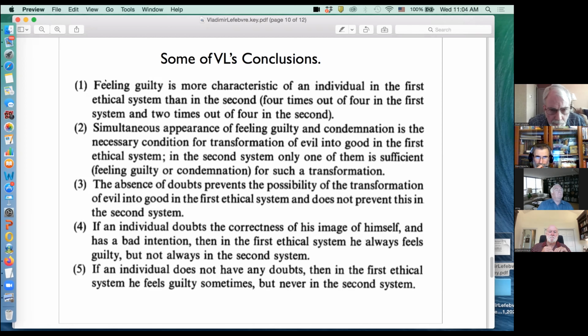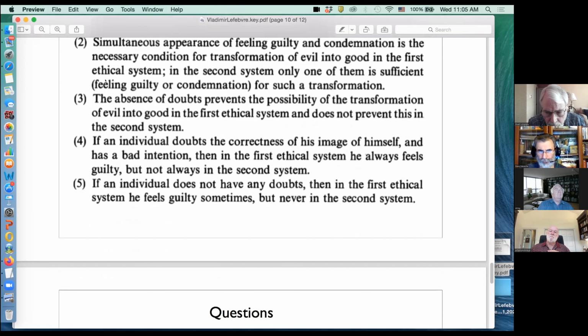If an individual doubts the correctness of his image of himself and has a bad intention, then in the first system, he always feels guilty, but not always in the second. If an individual does not have any doubts, then in the first ethical system, he feels guilty sometimes, but never in the second. And these statements are all supported by the structure of the algebra and the relationship between the two systems given by that abstract framework. So he does quite deeply go back and forth between thinking about the systems as they are and seeing how they are related to his formalisms.